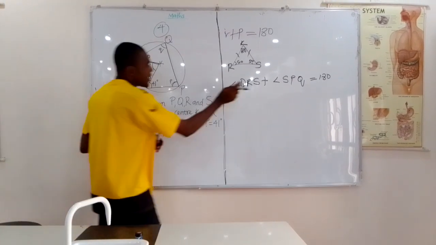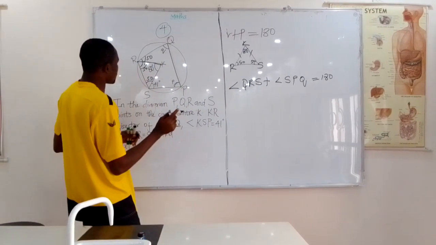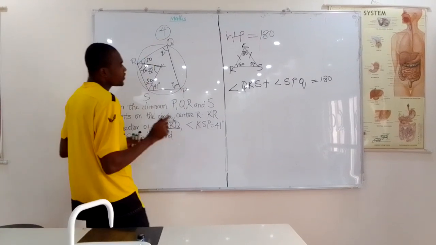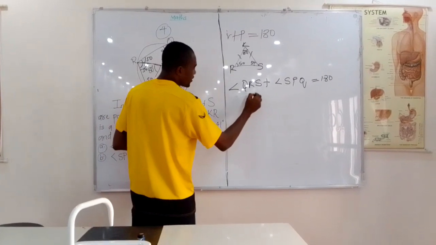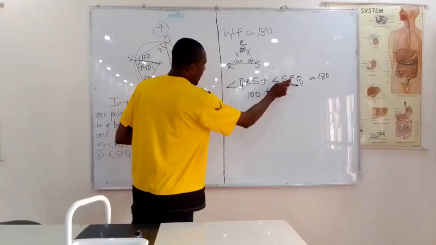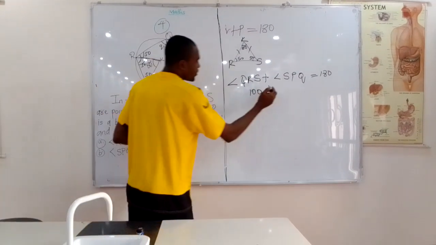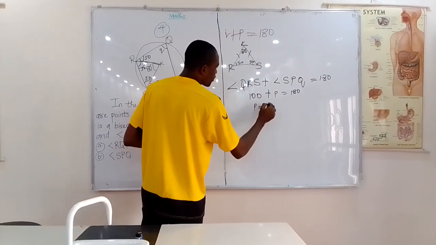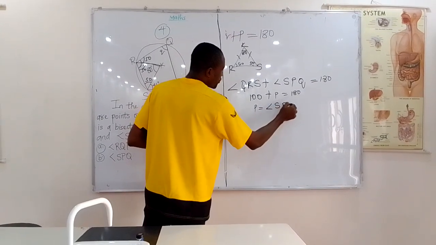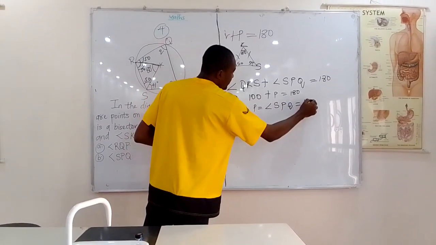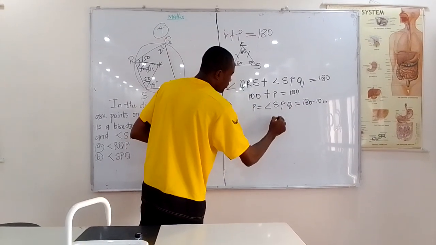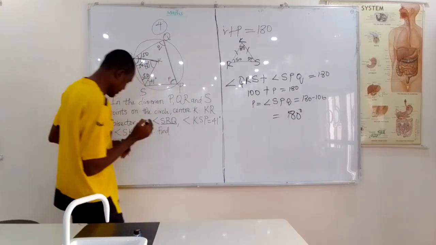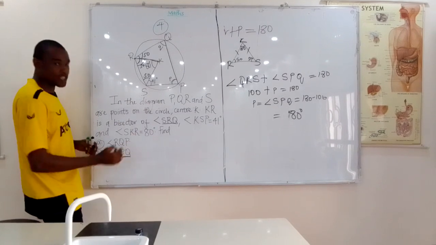Now we have here 50 plus 50, which is 100. That means the angle here is 100, plus SPQ, which is small p, equal to 180. It implies that p, the angle SPQ, is equal to 180 minus 100, which is 80 degrees. We have answered the second question, which is SPQ.